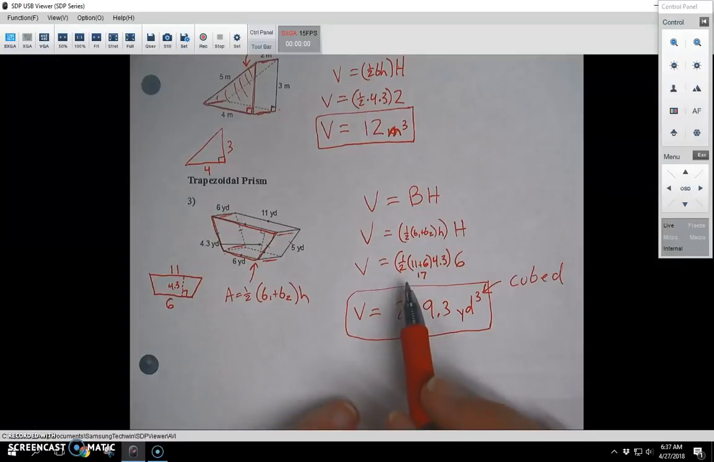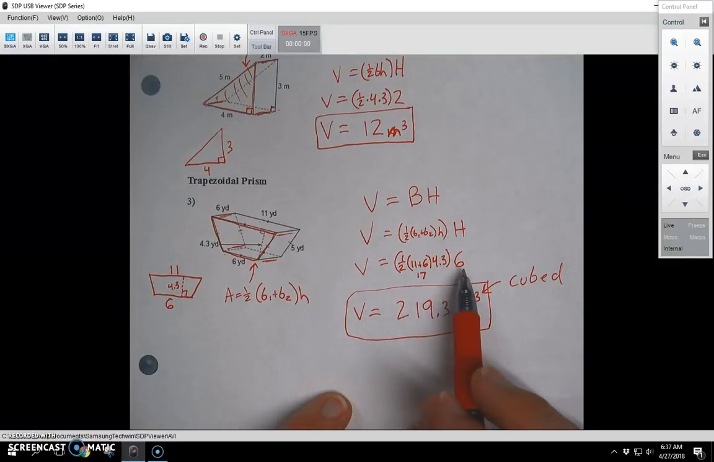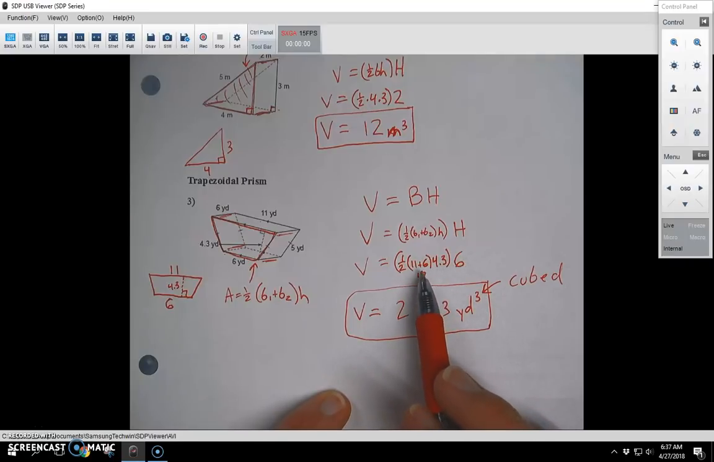All right, so my big suggestion here is to not try and plug all of this in your calculator at once on your screen and then hit equals. Go one step at a time. Do this, hit equals. Times this, hit equals. Times this, hit equals. Times this, hit equals. You're going to be a lot better off, I think.